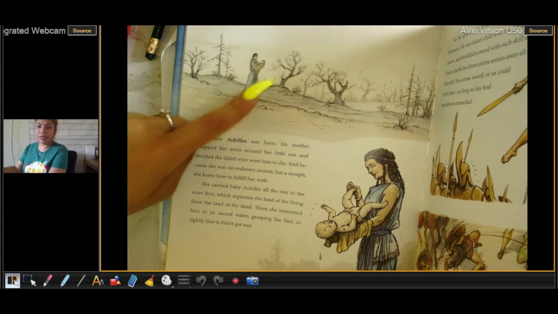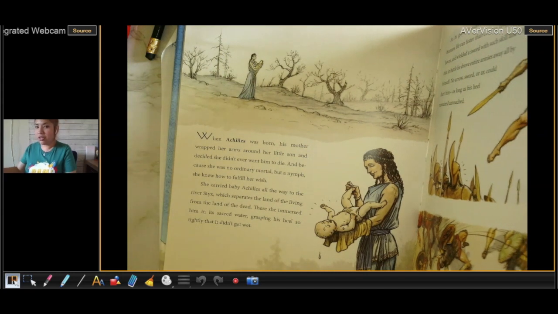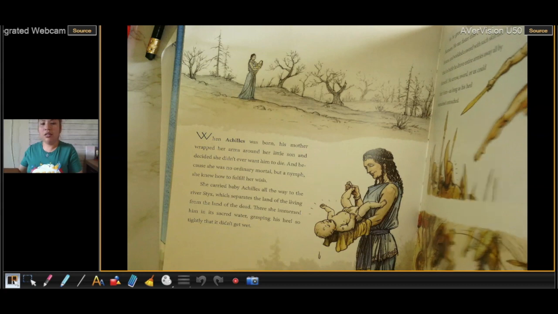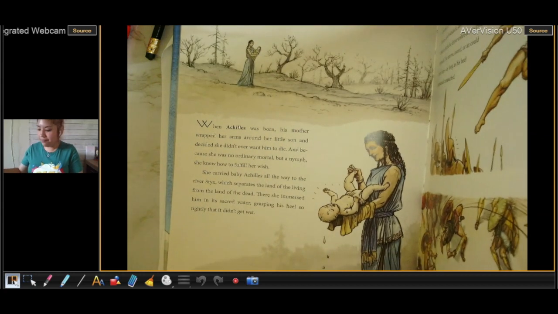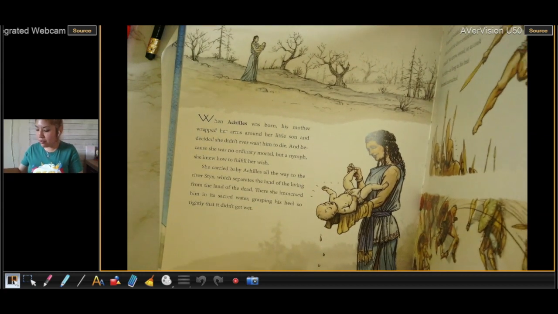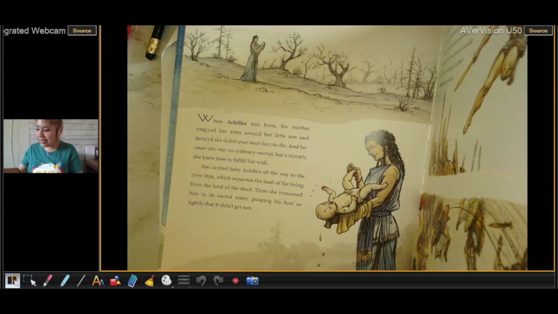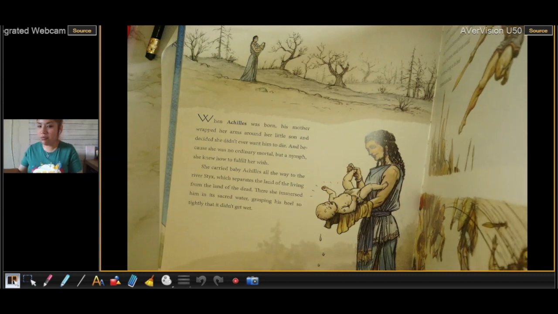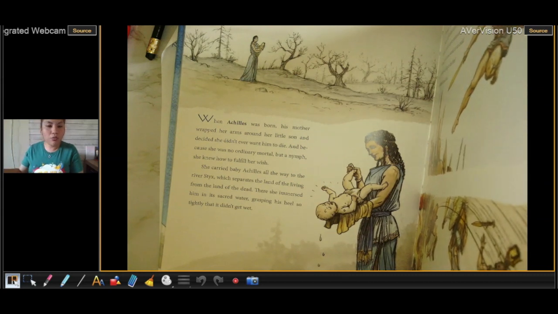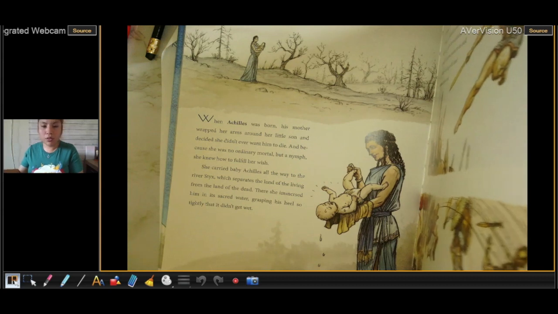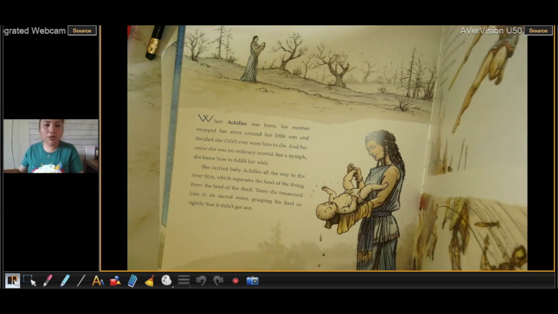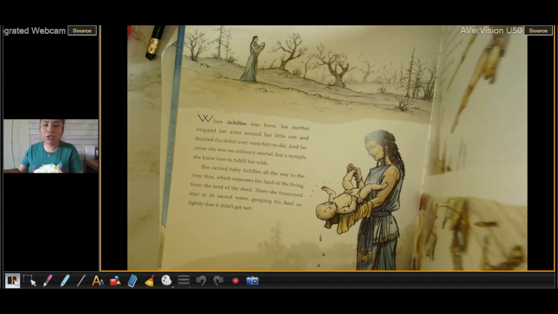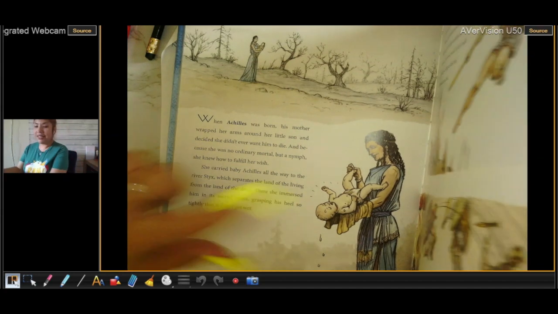And so on here, the author included two illustrations. Let's start reading. When Achilles was born, his mother wrapped her arms around her little son and decided she didn't ever want him to die. And because she was no ordinary mortal, but a nymph, she knew how to fulfill her wish. So boys and girls, Achilles' mom was a what?